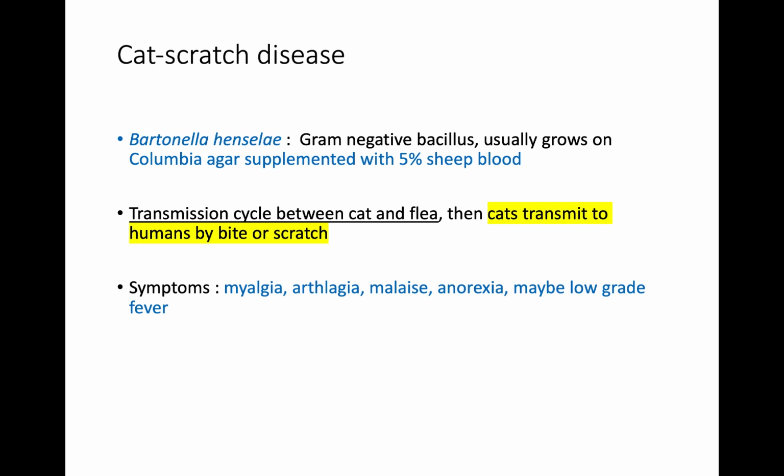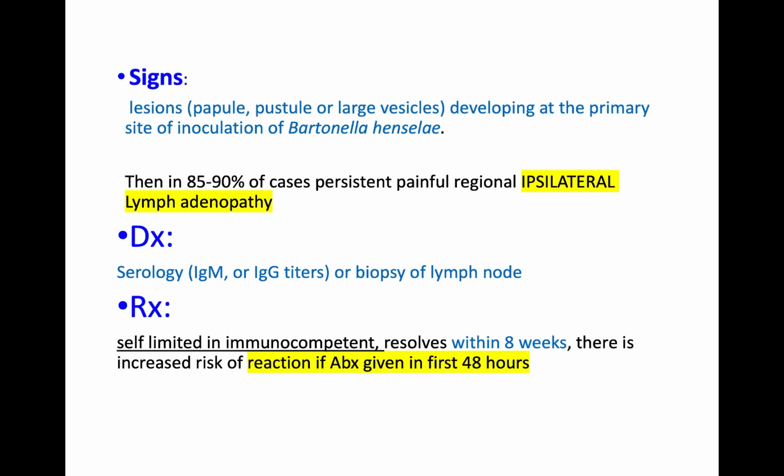If someone plays with a cat outside, or brought a cat from outside, it is more likely to have been through the cycle of cat and flea. This cat will then scratch the human and then transmit this bug. Symptoms: at the beginning they may have myalgia, arthralgia, malaise, anorexia, maybe even low-grade fever. Signs: the lesion is a papule, pustule, or a large vesicle, developing at the primary site of inoculation, where the skin was broken. Then in an overwhelming majority of cases they will have persistent, painful, regional, ipsilateral lymphadenopathy.